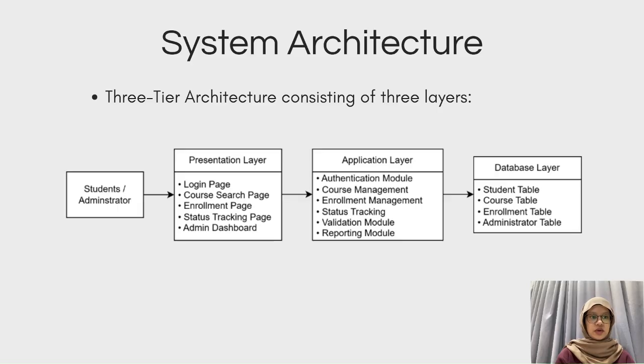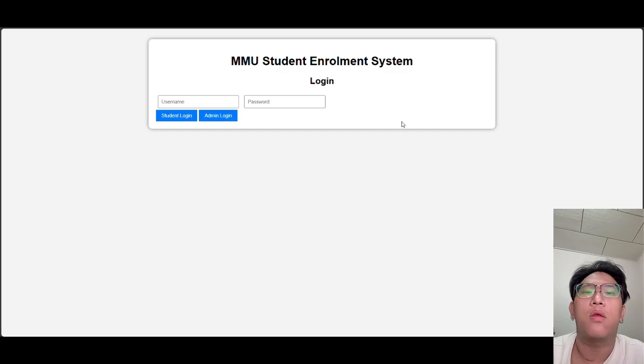It processes users' requests, validates data, handles enrollment operations, and communicates with the database. The third layer is the database layer, where all system data is stored, including student information, course enrollment records, and administrative data.